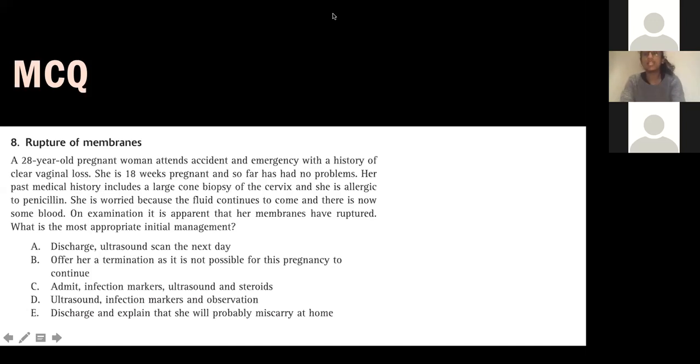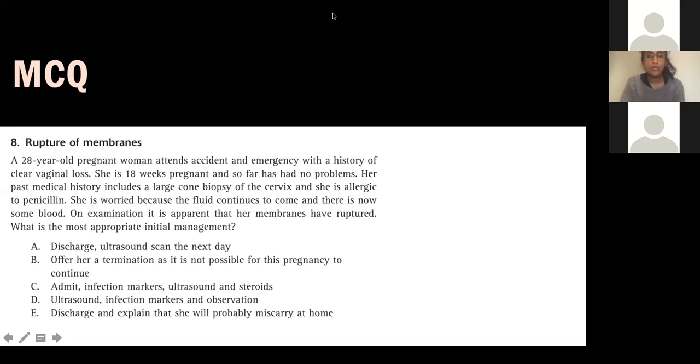I think you mean too early for steroids. Yes, exactly. So actually she is only 18 weeks pregnant, whereas from what I saw, it's anywhere from 24 weeks. I think usually people are not too comfortable giving women steroids under 24 weeks. And that's why the answer is D.